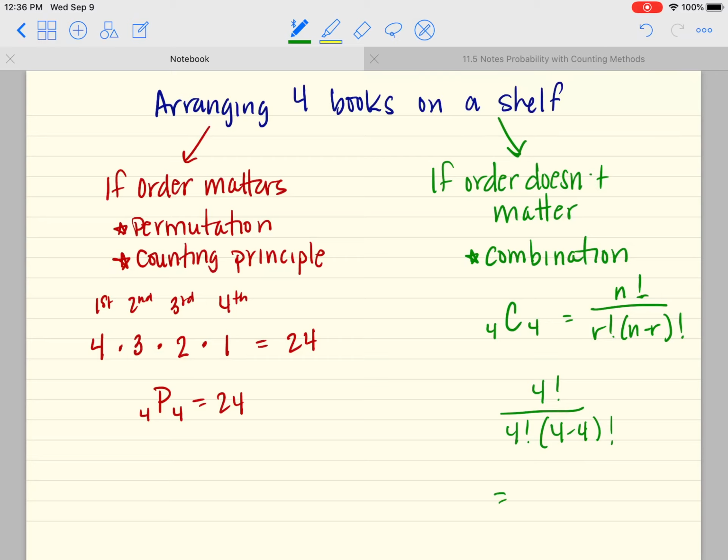We have basically these canceling out and then the 0 factorial on the bottom. We're going to end up with 1, okay? One option here.